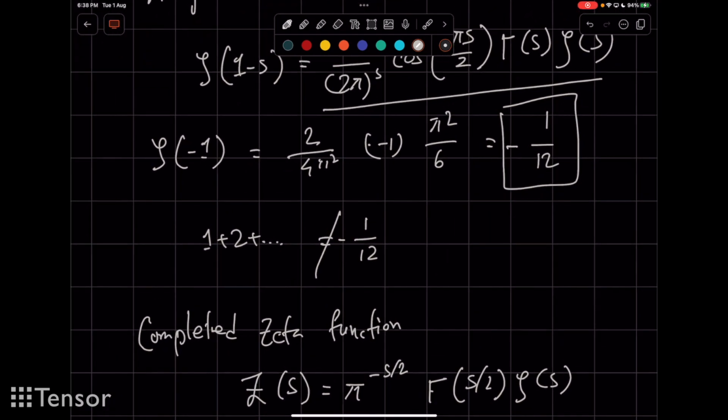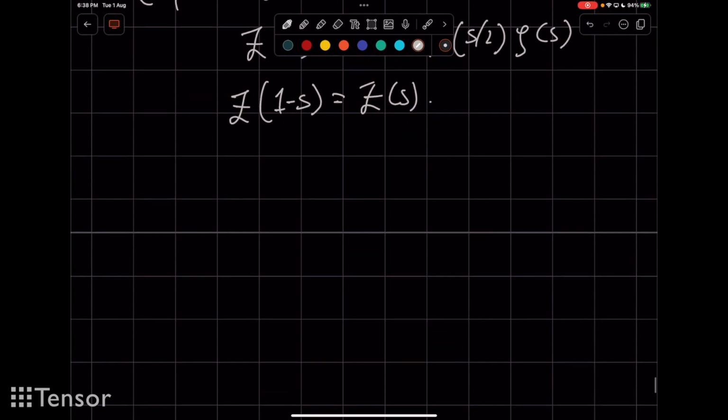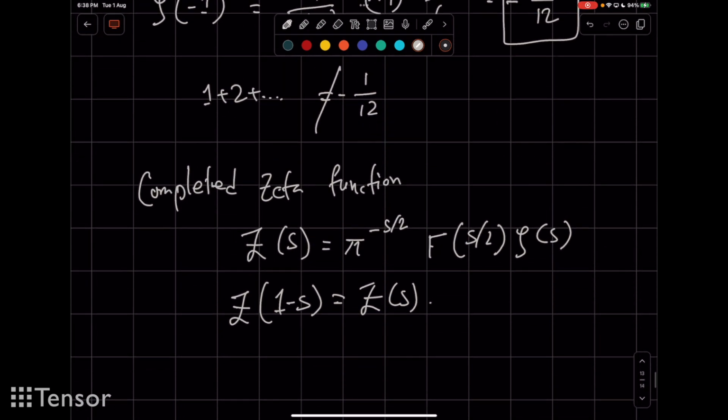That's a very interesting question and left as an exercise. Of course, they're the same zeros.